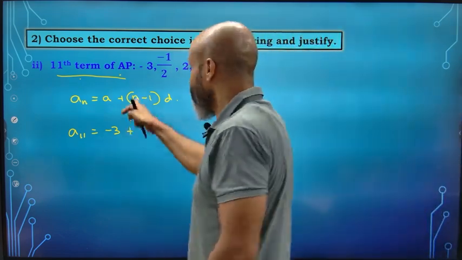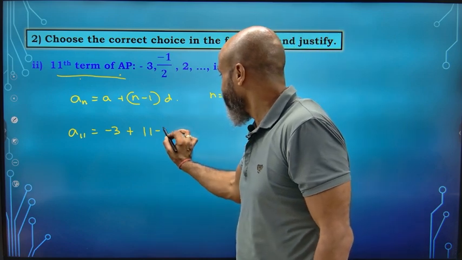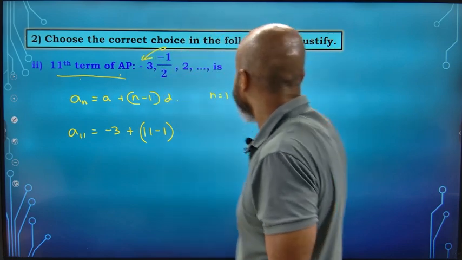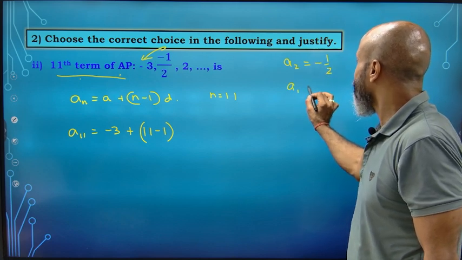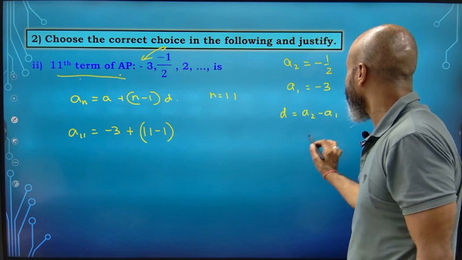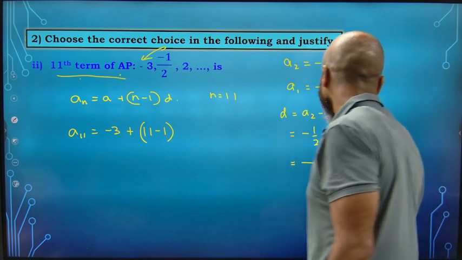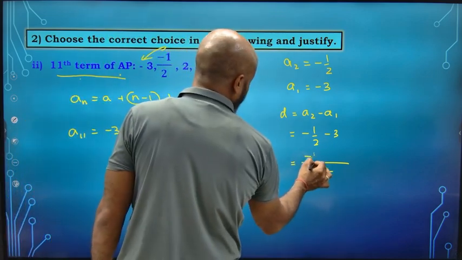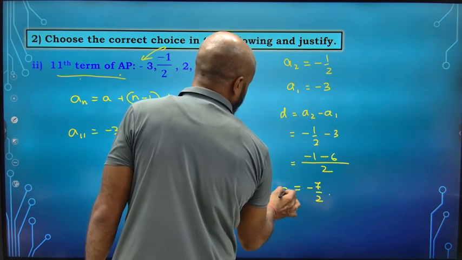Minus 3 plus, what do we put in case of n? 11. So this will be 11 minus 1. Now we have to find out D. How do we find out D? This minus this. So A2 is how much? Minus half. A1 is how much? Minus 3. D will be equal to A2 minus A1. So that is how much? Minus half minus 3. If we take the LCM, this will be how much? Minus 1 minus 6. So that is how much? Minus 7 by 2. Clear?